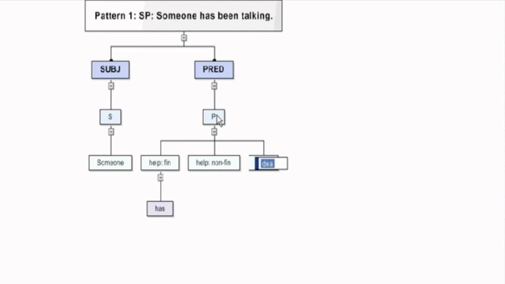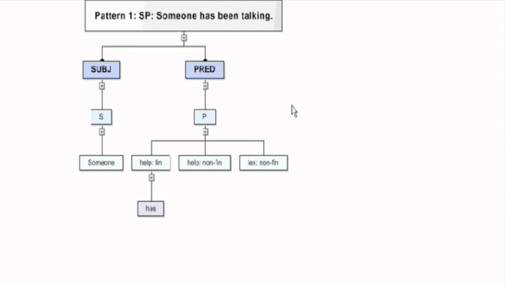And then you have the lexical verb, and this is also non-finite. So this was "been," and this was "talking."